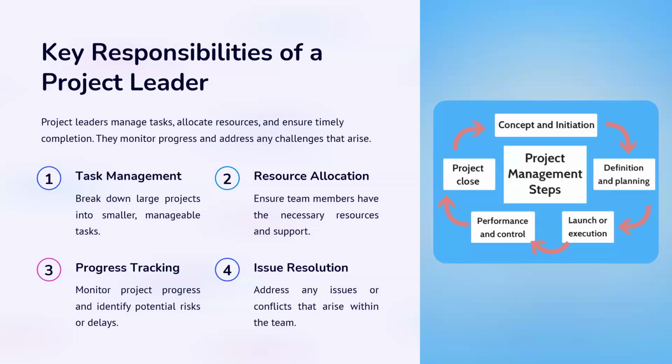And performance and control: monitoring the performance of the team members, and taking control of the situation and of the activities. And finally, the project close. Once a project is being closed, it's better to close the project before the end time, so that it can be implemented and seen whether there is any flaw in the project. And if any flaw is found, actions can be taken immediately.